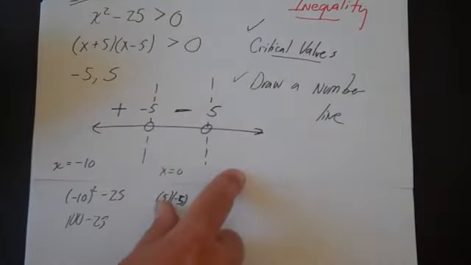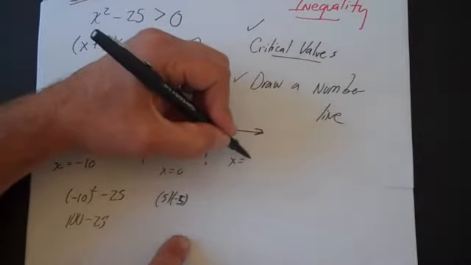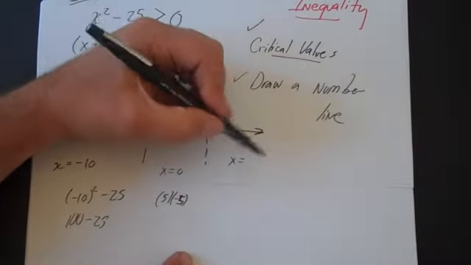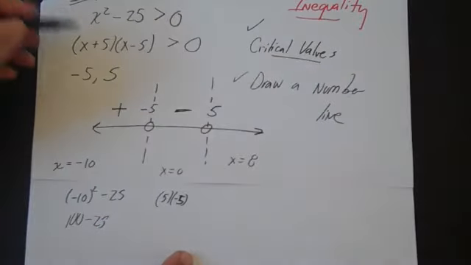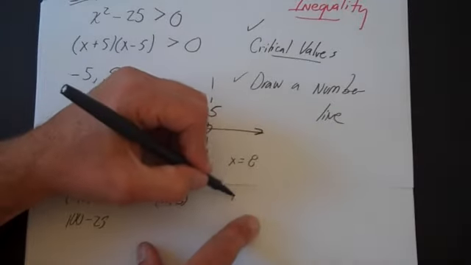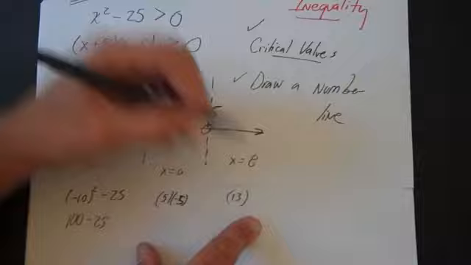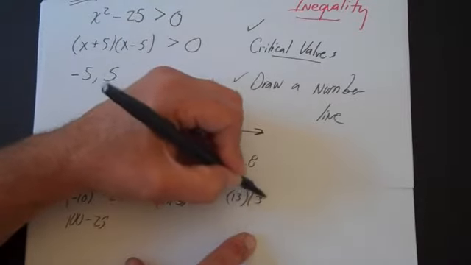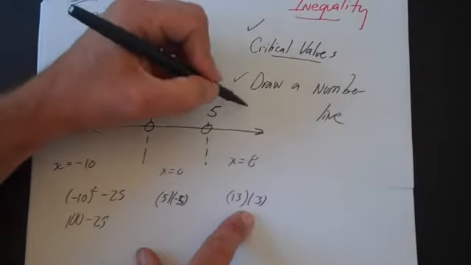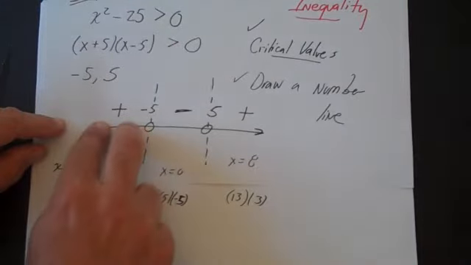And then plug any number in here. Let's choose x is equal to 8. 8 plus 5 is 13. 8 minus 5 is going to be 3. 13 times 3 is 39. That's a positive. So in these intervals, this is positive, this is negative, this is positive.